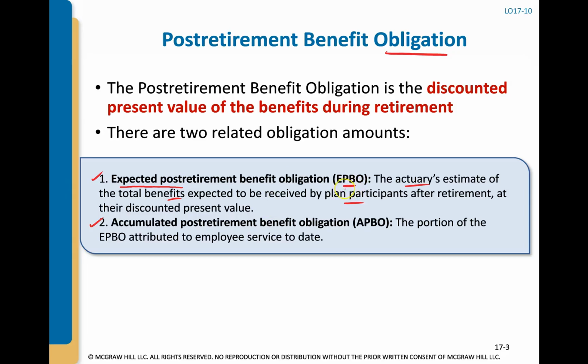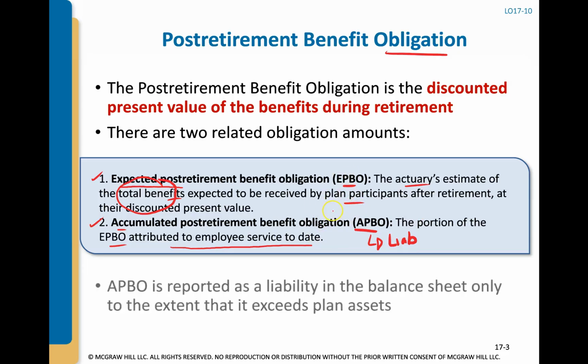So the EPBO is actually the total, and this is really key, it's the total benefits that the company expects to pay out in the future. Then there's another concept called the accumulated post-retirement benefit obligation, or APBO, which is a portion of the EPBO that's only attributed to employee service to date. The APBO is what actually gets recorded on the balance sheet as a liability. And we're going to go through these to show you what the difference is between the two.